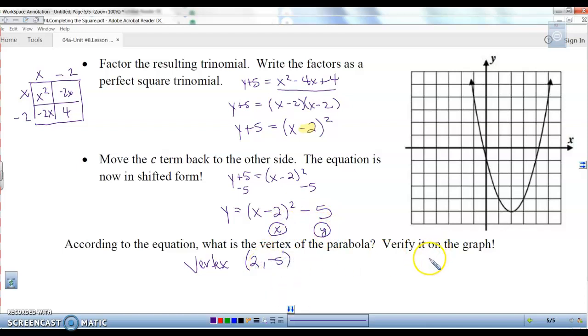All right, if we want to verify that on the graph, this is the graph of y equals x squared minus 4x minus 1, the original equation. If I look at 2, negative 5: 2, 1, 2, 3, 4, 5. It works. Okay, so now if I want to verify this on Desmos, I can do that as well.